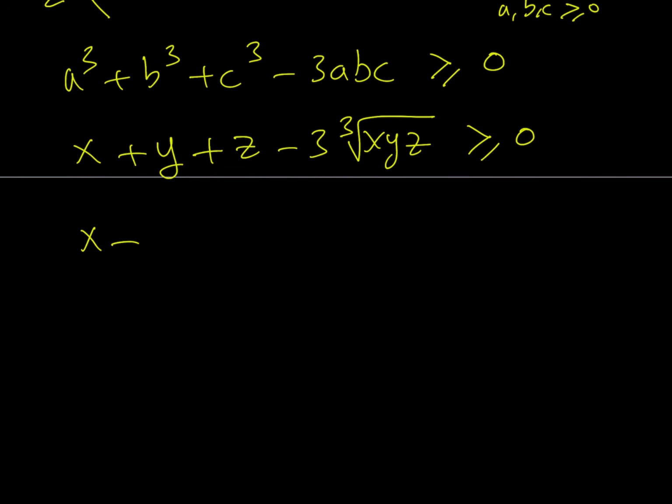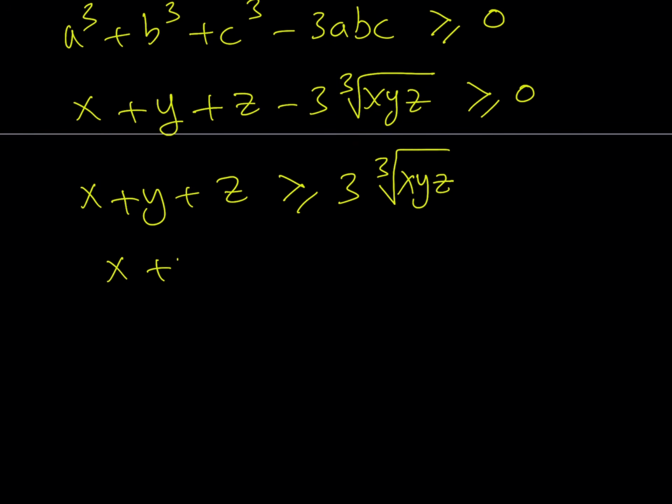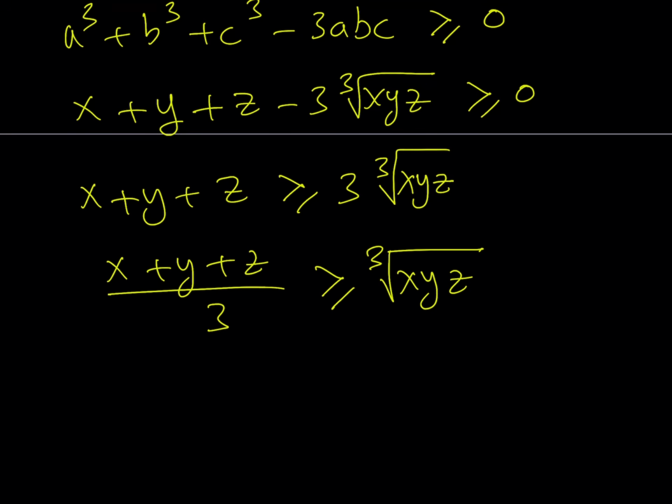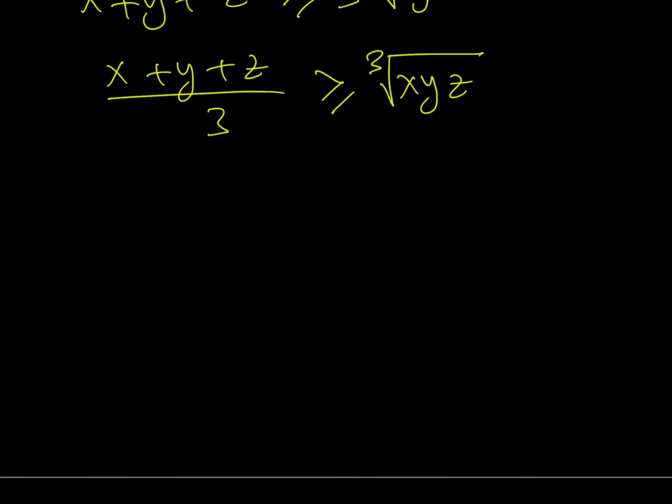And this also implies that X plus Y plus Z is greater than or equal to 3 times the cube root of XYZ. And then from here we can divide both sides by 3, and (X plus Y plus Z) divided by 3 is greater than or equal to the cube root of XYZ. And this is actually what we were trying to prove, which is the AM-GM inequality. And this brings us to the end of this video.